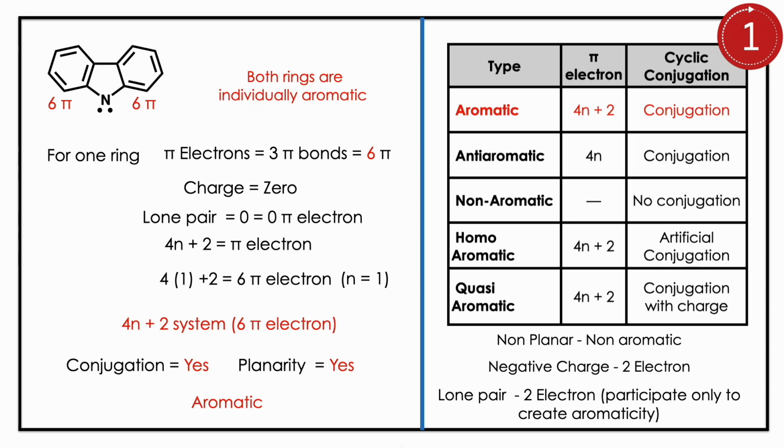So for one ring, if you count the pi electrons, it's 3 pi bonds. So 6 pi electrons, charge is 0, lone pair is not there, so 0 pi electrons. So it is a 4n plus 2 pi system with 6 pi electrons, where n equals 1. It definitely has conjugation inside the ring. Planarity is also there because of sp2 hybridized carbon. So 4n plus 2, conjugated, planar means the given compound is aromatic.